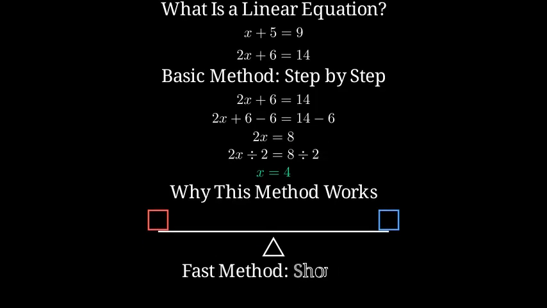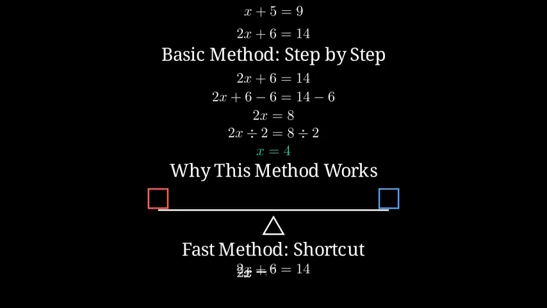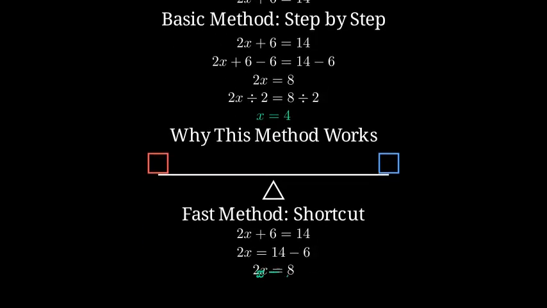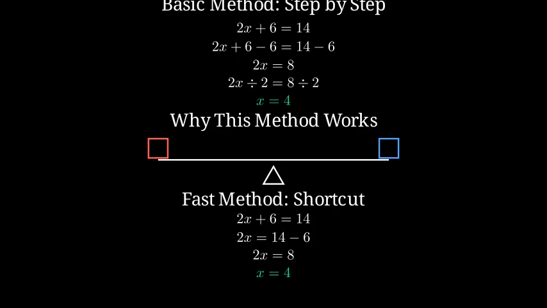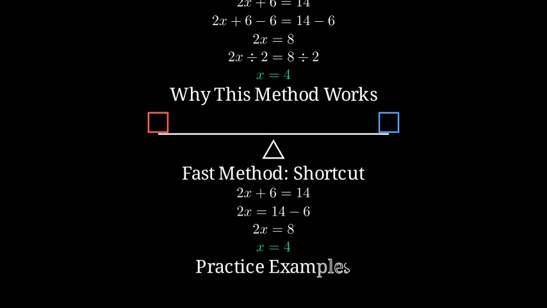Now, let's make this faster. 2x plus 6 equals 14. Move 6 to the other side. 14 minus 6 equals 8. Now divide by 2: x equals 4. Done. Let's try a few more examples together.